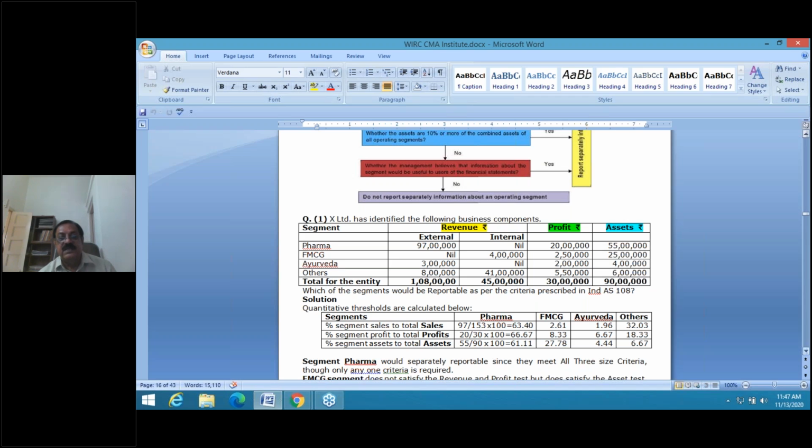So only 3 criteria we are checking. First is revenue, second is profit, third is assets. Out of the 1 crore 53 lakhs total revenue, the pharma segment's total revenue is 97 lakhs. So I am going here, I am finding the percentage.